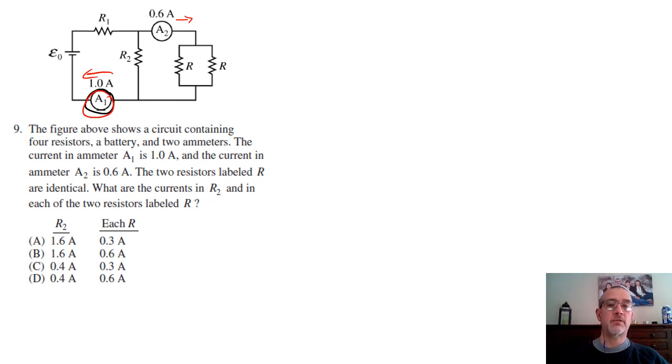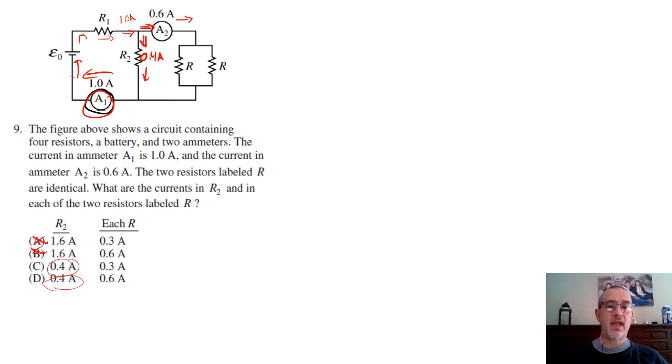Well, the first thing to know is that if 1 amp is coming to the left, then I have 1 amp going up this way, coming around this way, going through R1. So coming into this junction is 1.0 amps. What that means is that it's going to split between that junction, between this branch and that branch. So if 0.6 amps goes to the right, then I know 0.4 amps is going to go down through R2. So R2 has got to be 0.4 amps. So one of these two is going to be correct. A and B clearly are wrong.